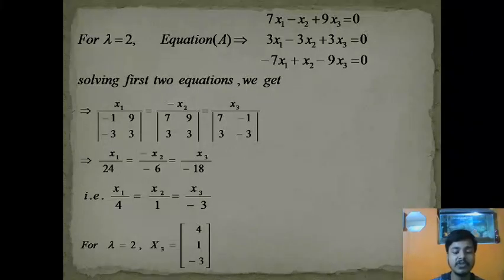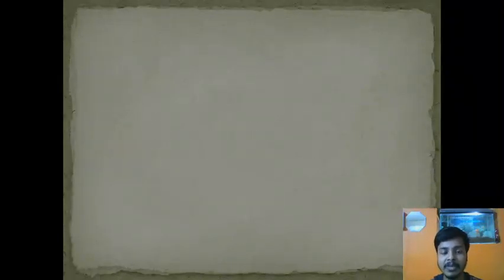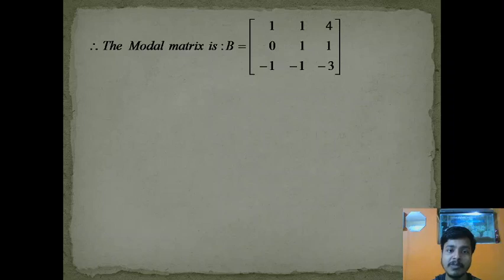Just pause the video for a second, recollect the definition of modal matrix, and then try to write down the modal matrix. So what is modal matrix? Modal matrix is nothing but the matrix of eigenvectors, and we have just found out eigenvectors. So the modal matrix is the matrix of eigenvectors.